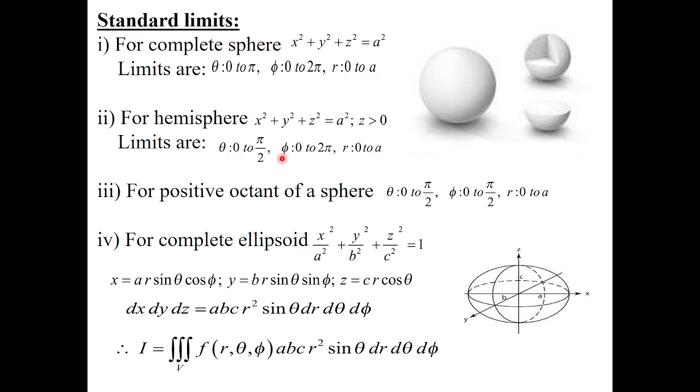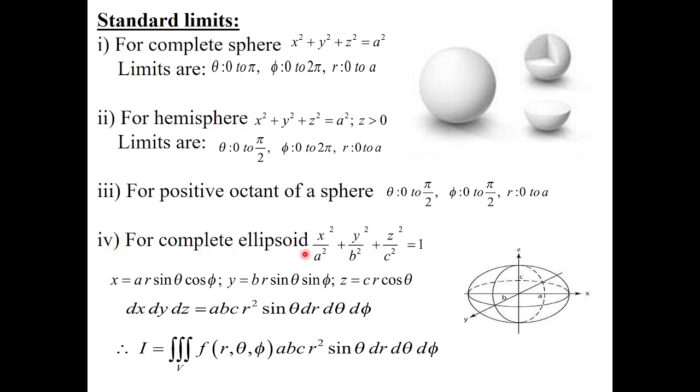For a hemisphere, the limit of theta reduces to 0 to pi by 2. Here, obviously, we will consider the upper half part. The limits of phi are 0 to 2 pi because it will consider again a complete sphere, and the limit of r will be 0 to a. For the positive octant, the limits for theta and phi will be 0 to pi by 2 only. There will be no change in the limit of r, just like in two dimensions.